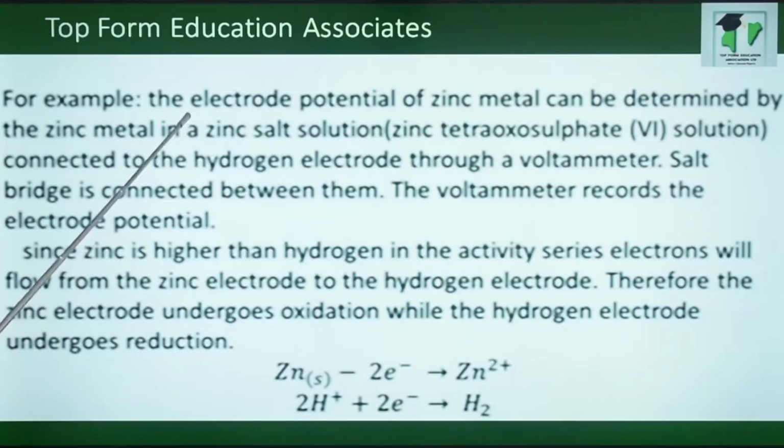For example, the electropotential of zinc metal can be determined by placing the zinc metal in a zinc salt solution, for example, zinc tetraoxosulfate(VI) solution, connected to the hydrogen electrode through a voltmeter. A salt bridge is connected between them, that is the zinc metal system and the hydrogen system, and the voltmeter records the electropotential. Since zinc is higher than hydrogen in the activity series, electrons will flow from the zinc electrode to the hydrogen electrode. Therefore, the zinc electrode undergoes oxidation, while the hydrogen electrode undergoes reduction. You can see the reaction here. Zinc is undergoing oxidation to form zinc 2+, while hydrogen is undergoing reduction to form hydrogen gas.